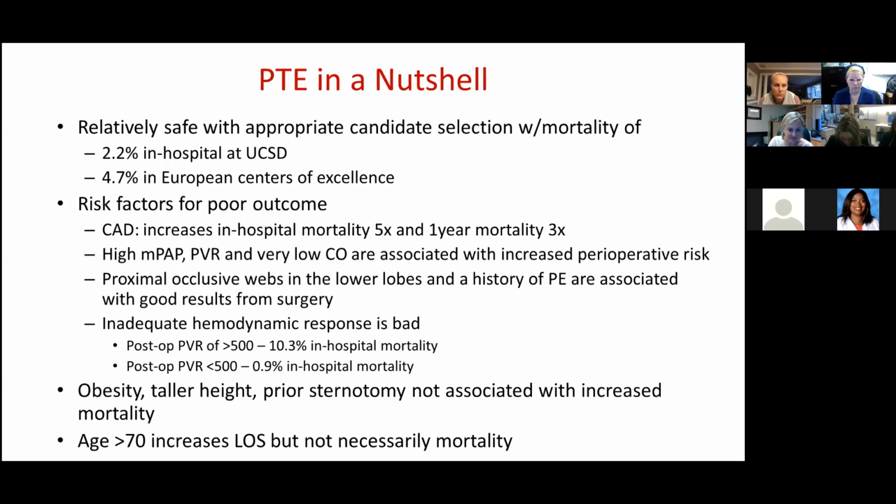Okay, some other things: obesity, taller height, and prior sternotomy do not seem to be associated with increased mortality, and age more than 70 increases length of stay, but not mortality.